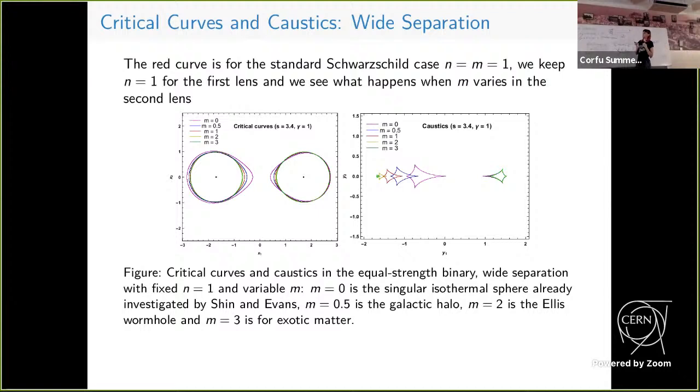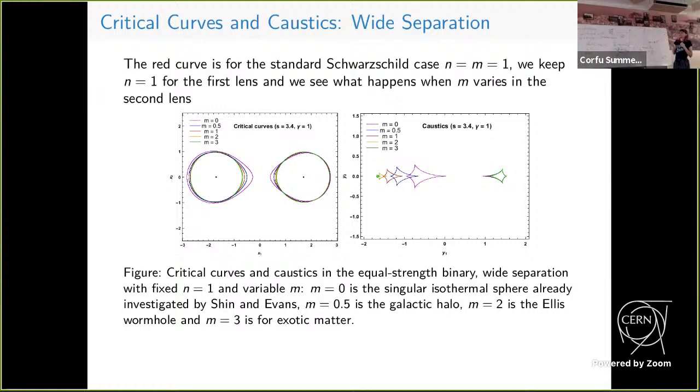So we can see that for smaller values of the index m, we have a deformation of the critical curve. While for greater values of m, these critical curves are not deformed. This is because they feel a weaker tidal field from the second lens. For the corresponding caustics, we have this kind of behavior. For greater m, the caustics become smaller and they move toward the left direction. This is for the wide separation.